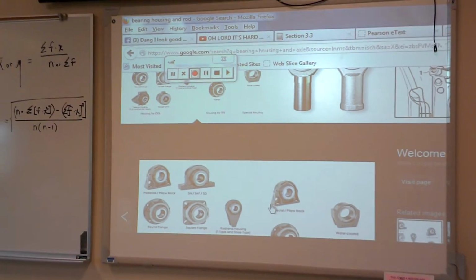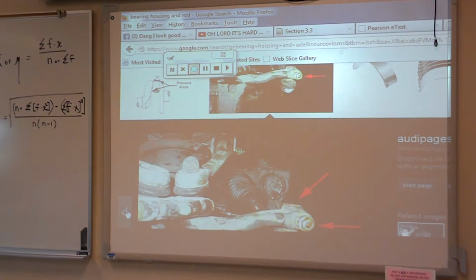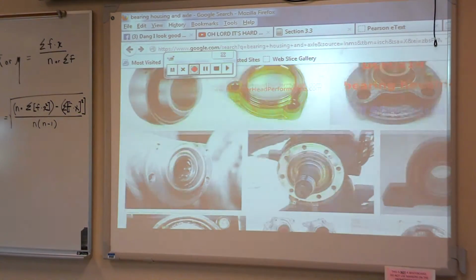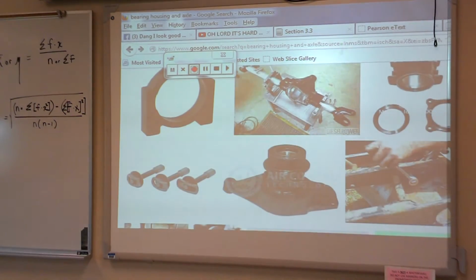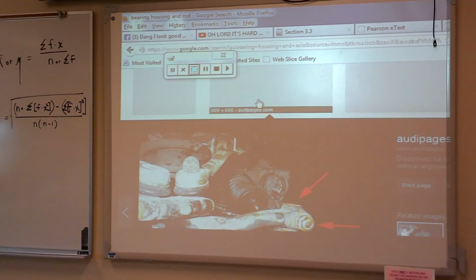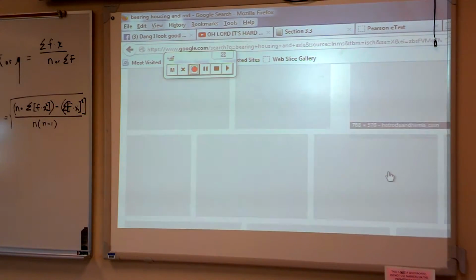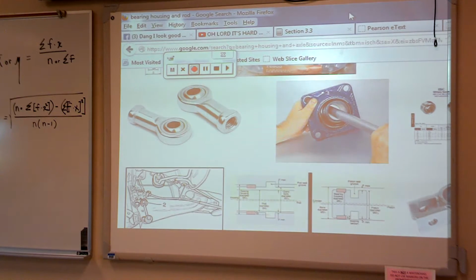When you have a lot of slop in a bearing, wasn't that funny? Well, where is it? I had it a while ago. I'm about ready to give up. Zoom back out. I did. I went back. There. Okay.